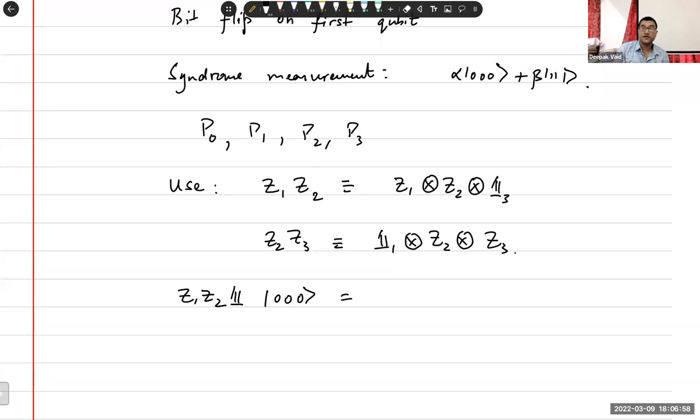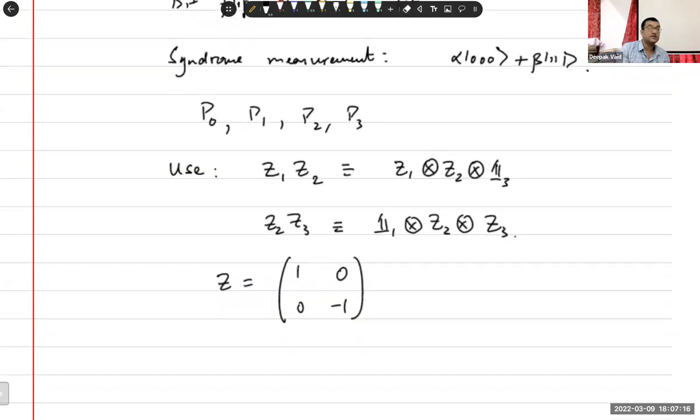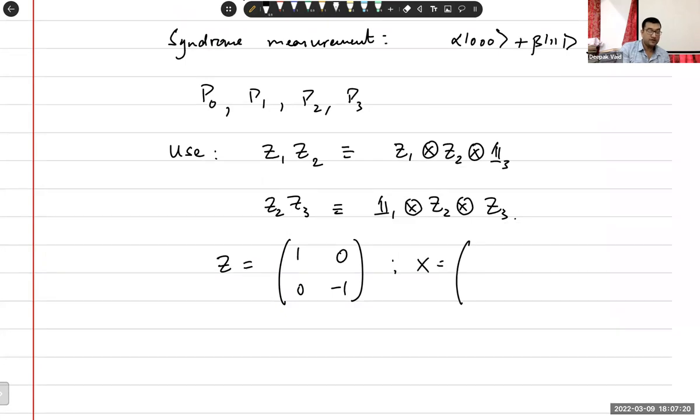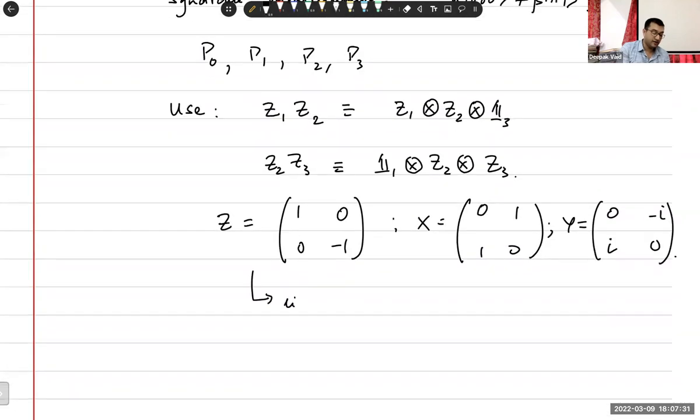What is the eigenvalue of the Z operator on a single qubit? The Pauli Z operator. The eigenvalues are just 1 and minus 1. So the eigenvalues of the Z operator are plus and minus one, right? So what will be the eigenvalues of any product of Z's? It can only be +1 or -1. You will have some combination of pluses and minuses that will give you at the end +1.